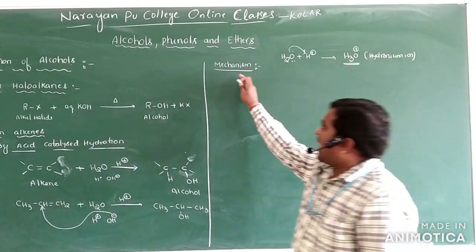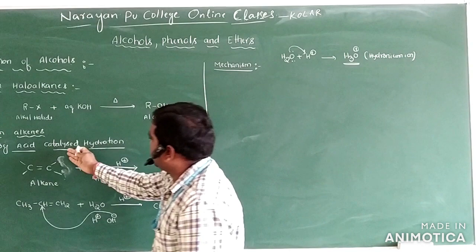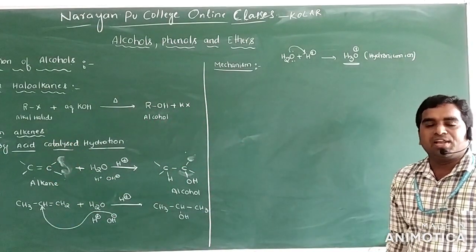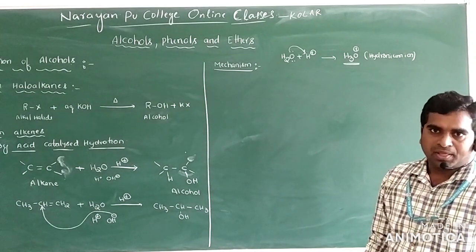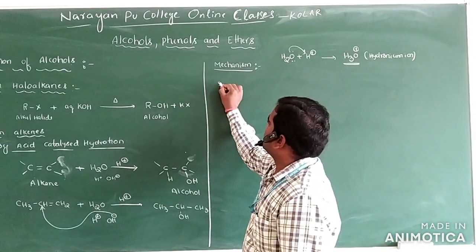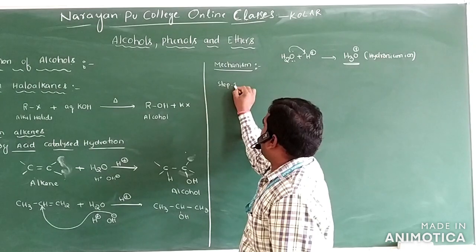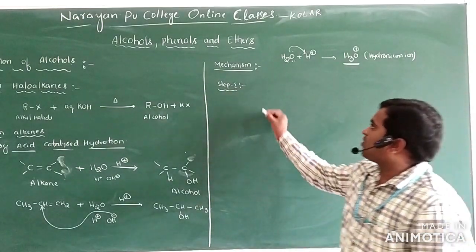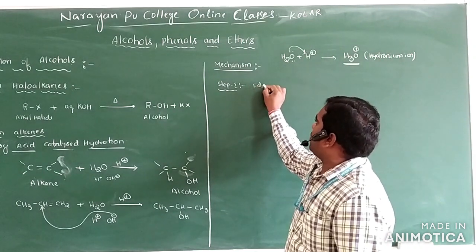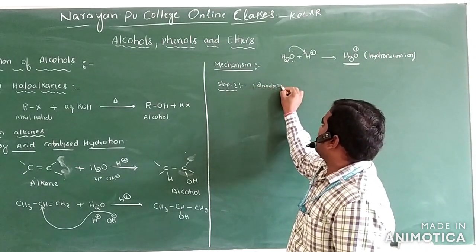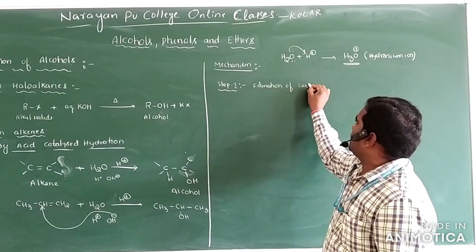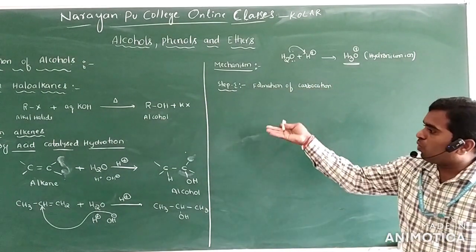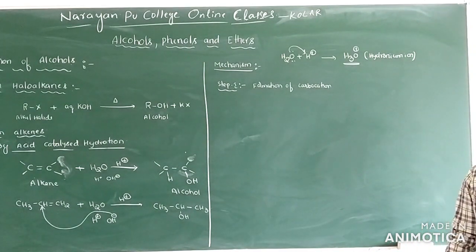Clear? Now the mechanism of this hydration addition mainly involves how many steps? Three steps. The first step, step 1: formation of carbocation by the addition of water to the alkene.